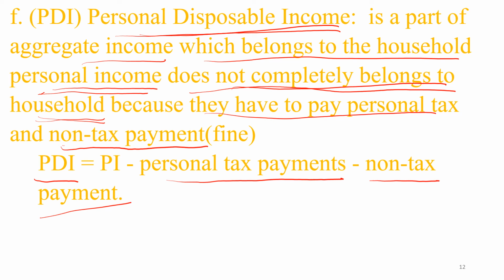Here, for example, when you pay income tax, that money won't be available for you to consume. And at the same time, if you are not wearing a helmet and you are caught, they are going to impose a fine, and if you pay the fine, then that money won't be available for you either for consumption or for saving. That part of the payment we deduct from personal income to arrive at personal disposable income.